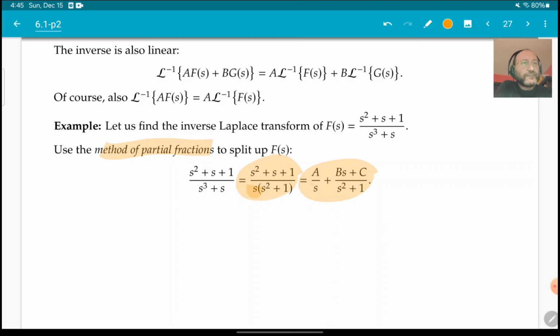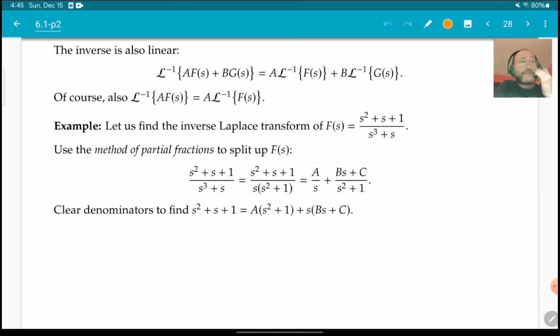So for the s, we have just a over s. For the s squared plus 1, it's an irreducible quadratic, so we have to put some linear term on top, or affine linear, and we don't quite know what b and c are yet, right? But recall from calculus, how do you do this? There's a bunch of ways to figure out what a, b, and c are. Basically, we're just trying to find constants a, b, and c such that these things are equal, right? They're all the same thing.